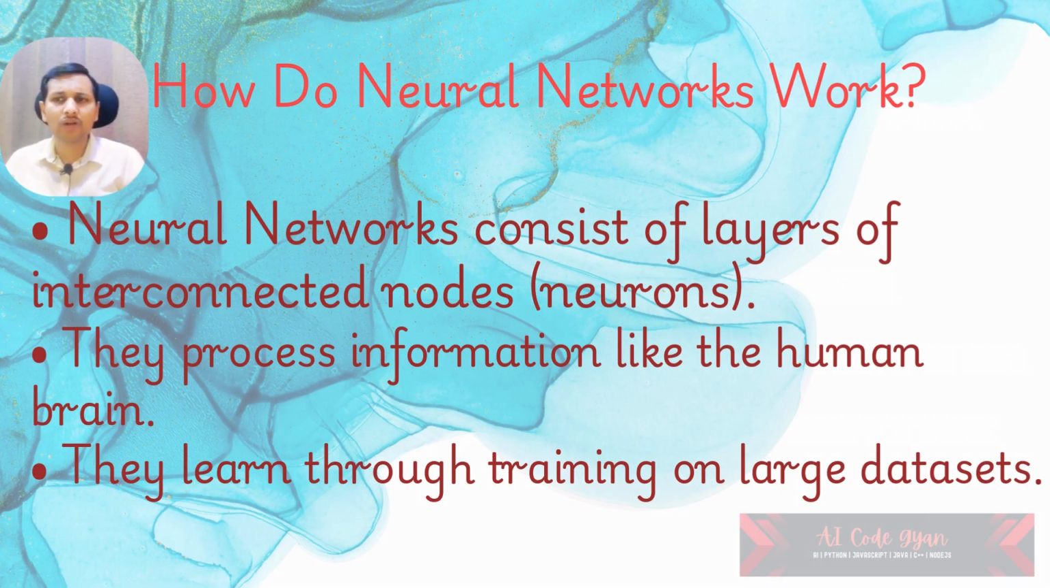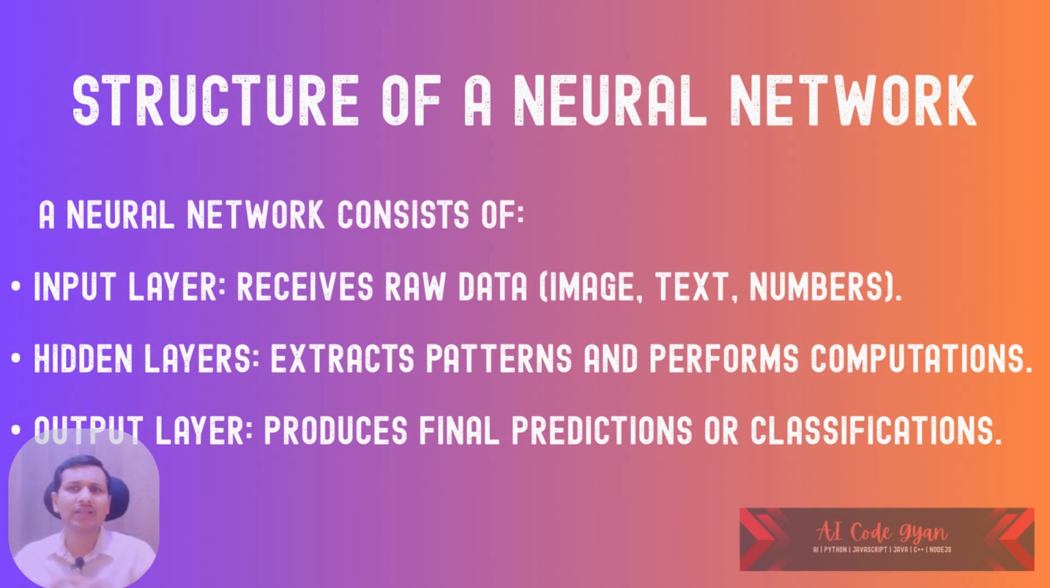So let us talk about structure. When we talk about the structure of neural networks, basically it consists of 3 layers. In the input layer, we receive the raw data: images, text and numbers. Suppose we are using deep learning for image recognition, so we'll have different image sets, and that will be the input layer. Or suppose we are recognizing numbers, 0 to 9, and we have text. All of this is handled in the input layer. There will be a hidden layer which extracts patterns and performs computations. There will be multiple such layers, and at last there will be an output layer, which will produce the final prediction or classification.